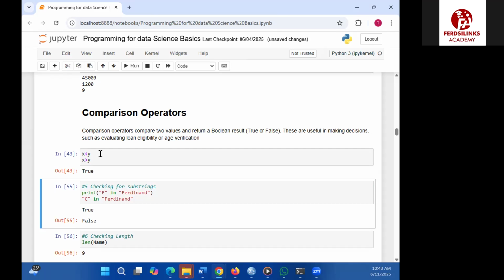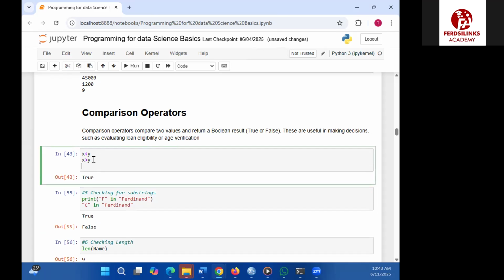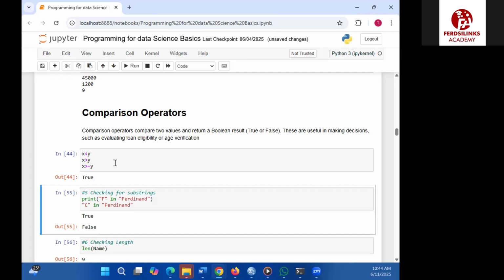Fifteen is greater than x, right? It's greater than 13. So x is greater than y. So if you say x greater than or equal to, we use this sign, y, the answer is still true, right? For x is greater than y.